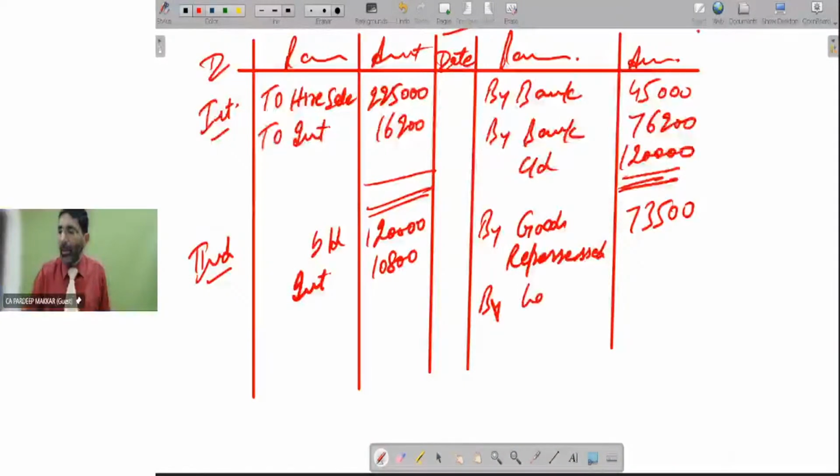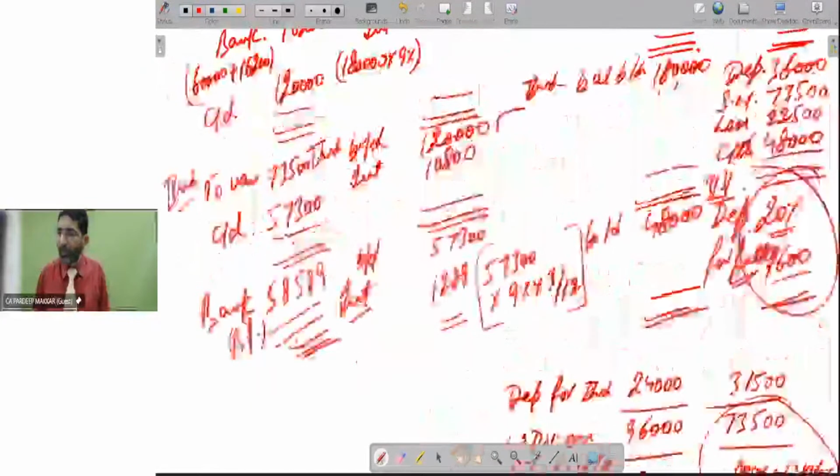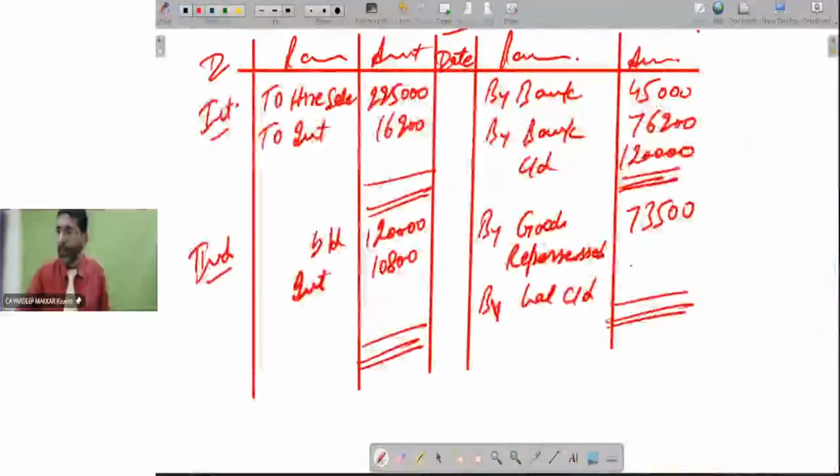And by balance carried on, 57,300. The same balance will obviously be there in the books of vendor, the balance of purchaser, and in the books of purchaser, the balance of vendor must be the same, only then will the accounts tally. This is called debtor management. Then brought down. Okay.